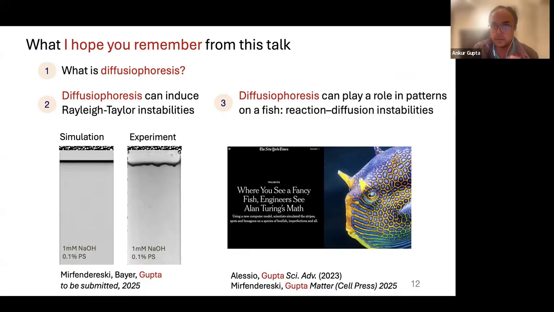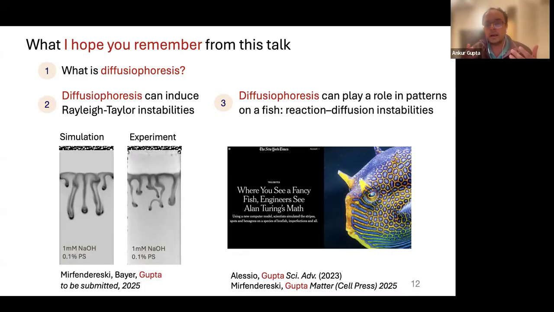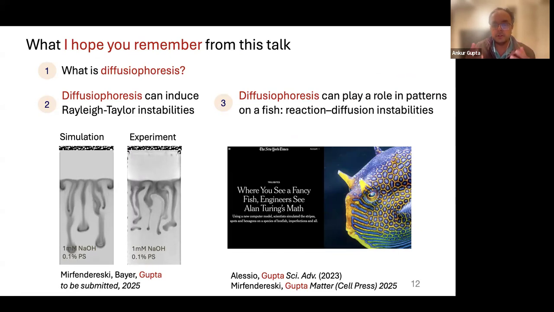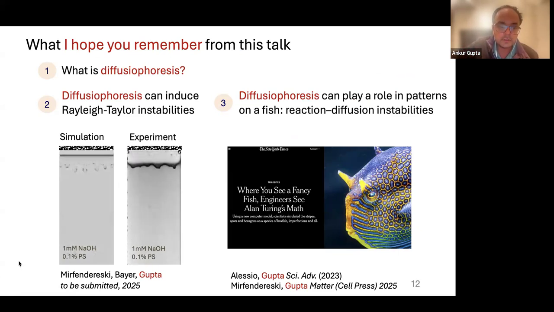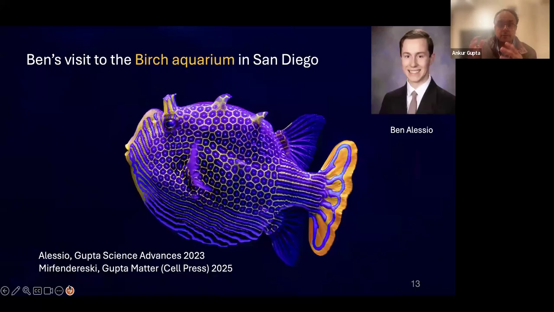I want to go towards the last part of the talk, which is basically how this happens and how can you think about pattern formation on an animal. So this story really began when one of my students, Ben Alessio, a former undergrad in the lab who's now doing his PhD at Stanford, saw this fish in the Birch Aquarium in San Diego. And it's pretty impressive that he saw this fish because I've gone to the aquarium myself and it's not easy to find. So he saw this fish and all these hexagons and stripes reminded him of a code he was writing on his computer.